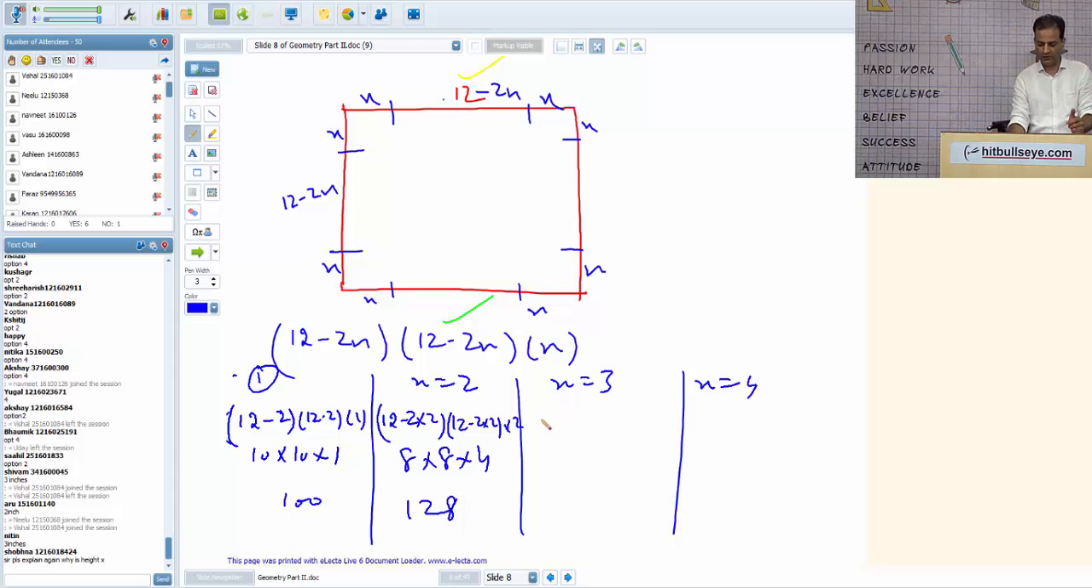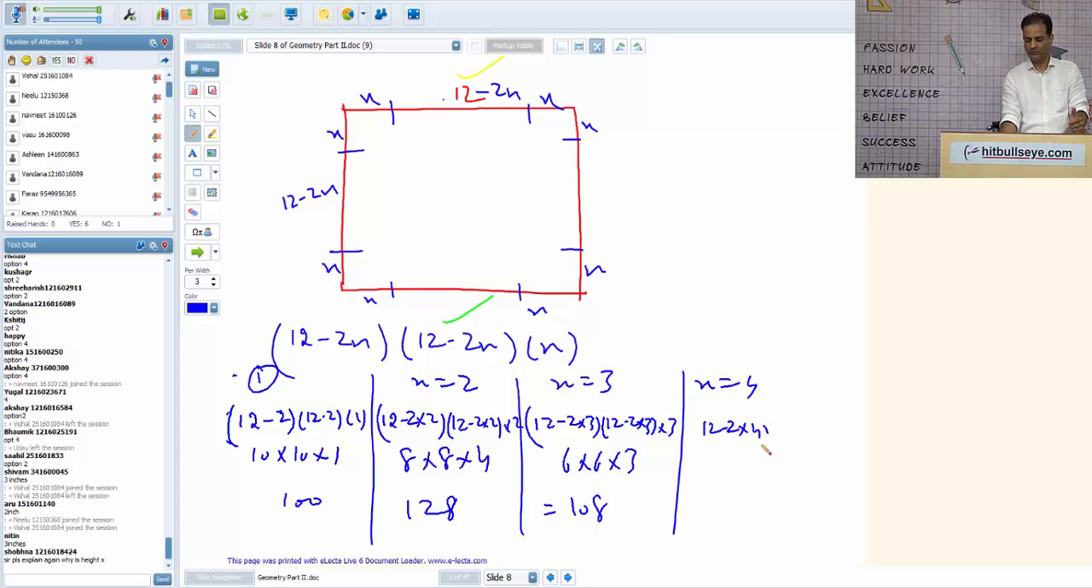When x is 3, it will be (12 minus 2 into 3) into (12 minus 2 into 3) into 3. It will be 6 into 6 into 3, which is 108. And when x is 4, 12 minus 2 into 4, it will be 4 into 4 into 4, that is 64. Now, friends, you can check that at x equal to 2, the volume will be maximum.